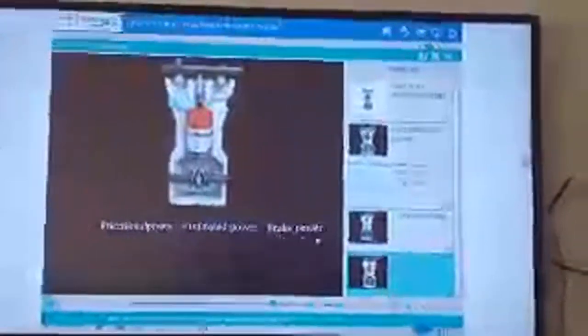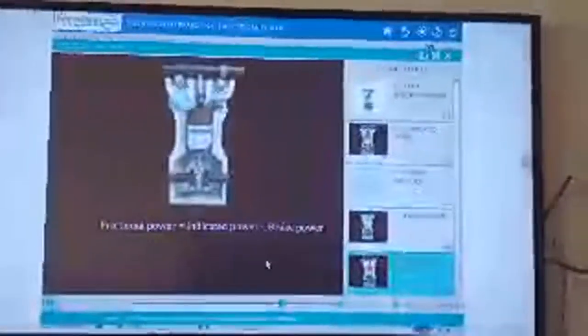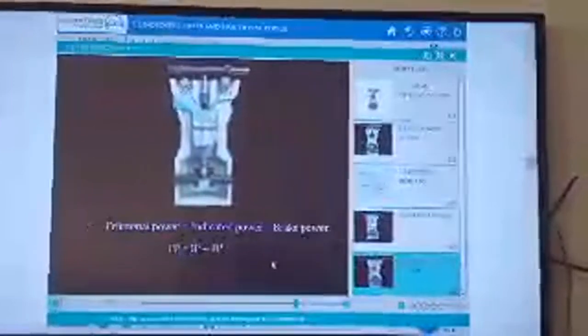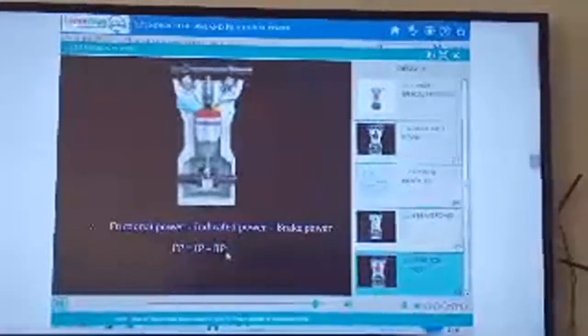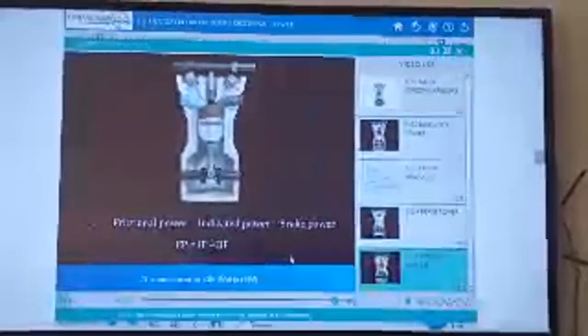Therefore, frictional power is equal to indicated power minus brake power. FP is equal to IP minus BP. It is measured in kilowatts, that is kW.